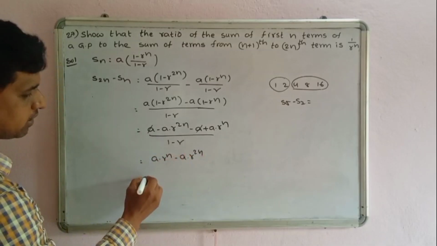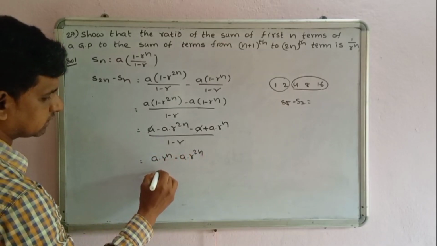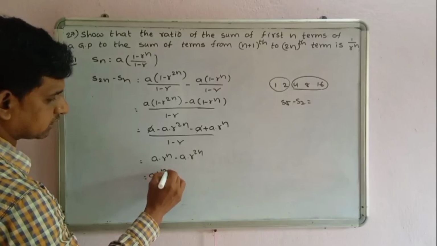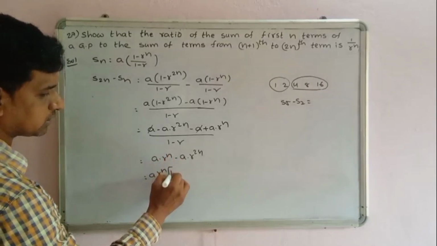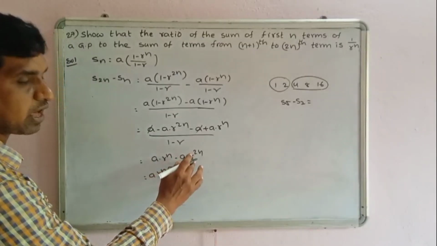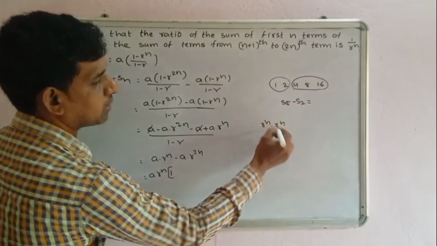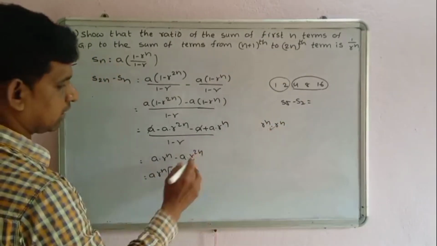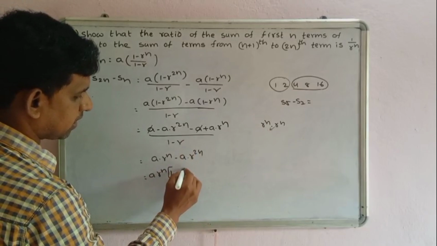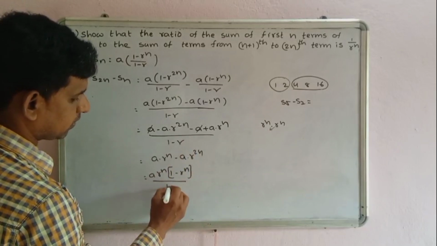So here take a as the common factor. Also r power n is common. So if we take a into r power n common, here 1 remains. Here what do we write outside? r power 2n is nothing but r power n times r power n. So here r power n is the common factor, and still r power n is there, by 1 minus r.